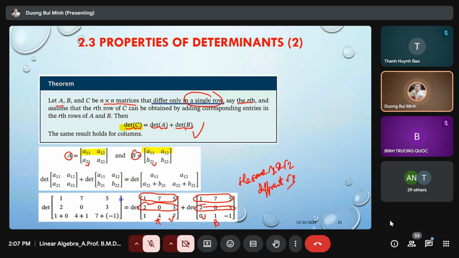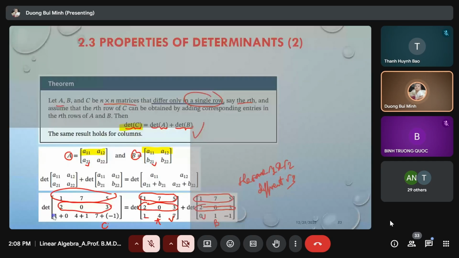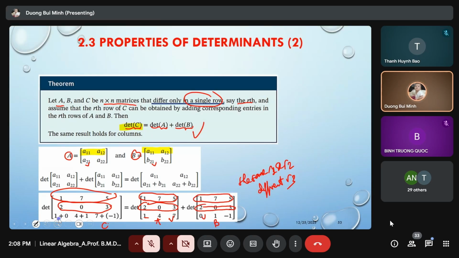We can get 175, we keep it. So this is C. For matrix C, we just keep 175, 203, and then we have 1 plus 0, you get 1, and 4 plus 1, and so on, minus 1. Just some properties, for your reference.